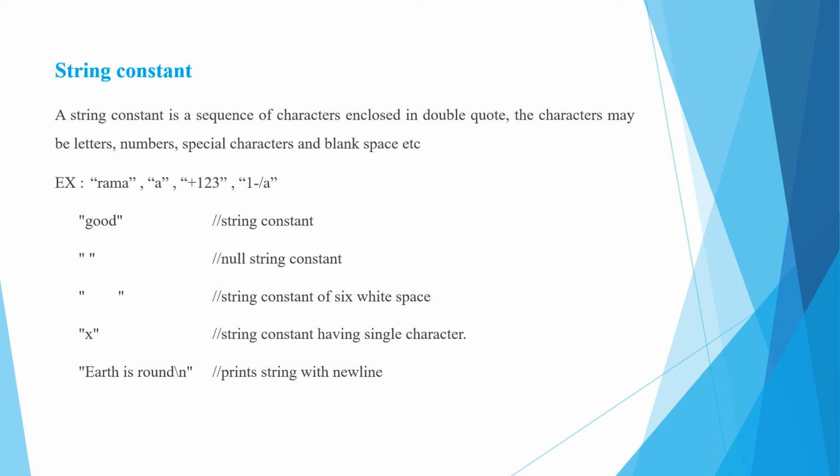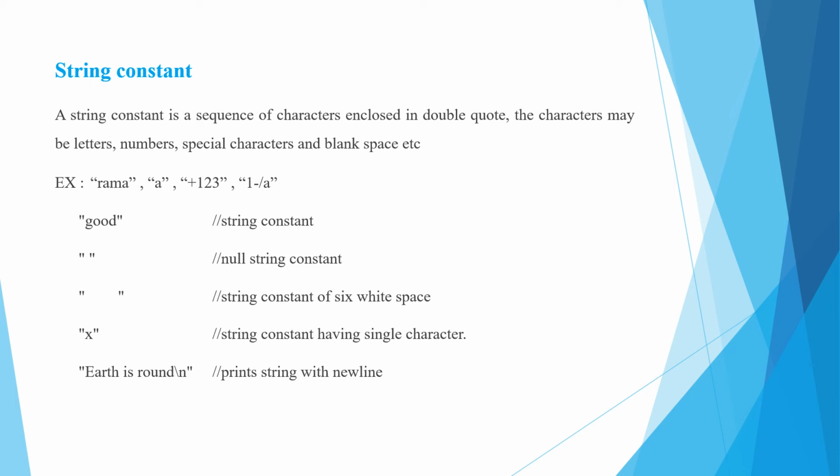Here are some examples: "Rama", "A+123" and "1-/E". These are all strings enclosed within double quotation marks. One more example is "good". Good is also a sequence of characters enclosed within double quotation marks.